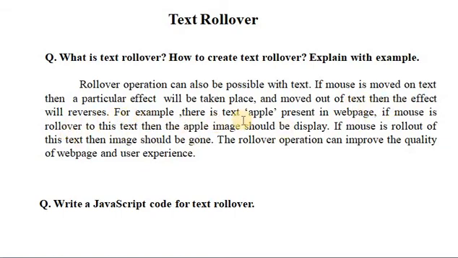For example, there is a text apple present in the web page. If the mouse is rolled over this text, then an apple image should be displayed, and if the mouse is rolled out of this text, then the image should be gone. It means the rollover operation can improve the quality of the web page and user experience. Text rollover is a technique in which whenever the user rolls over the text, JavaScript allows changing a page element, usually some graphic image. Let us see one example related to text rollover.